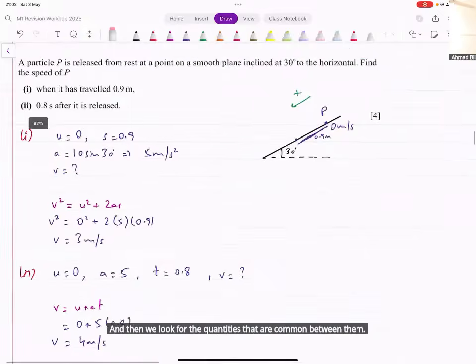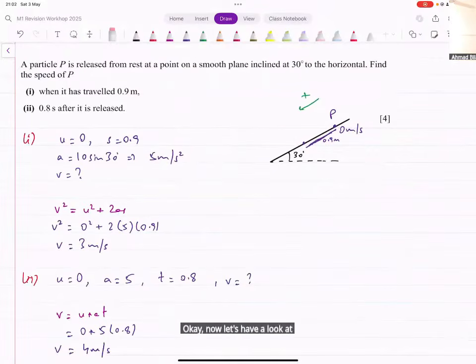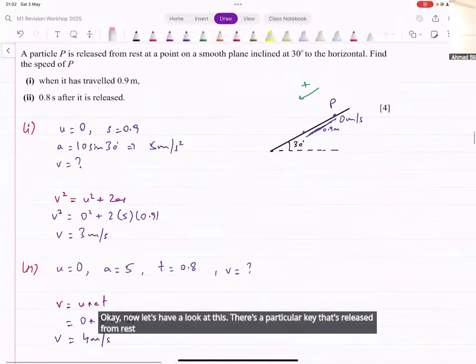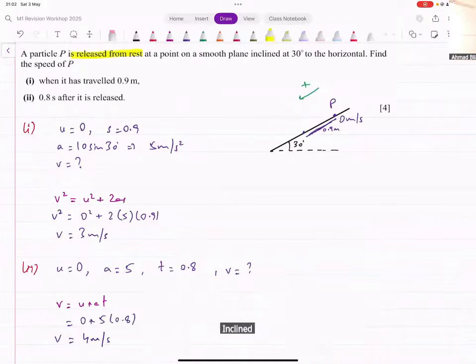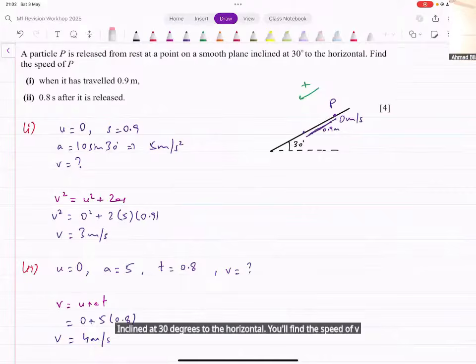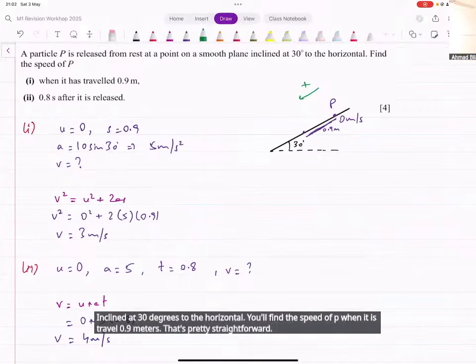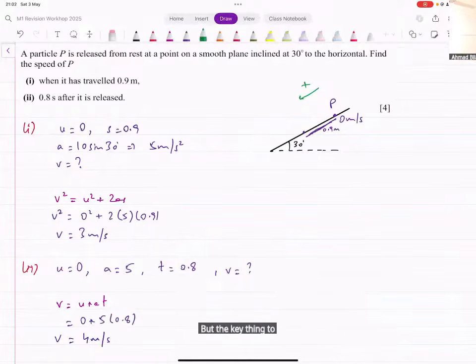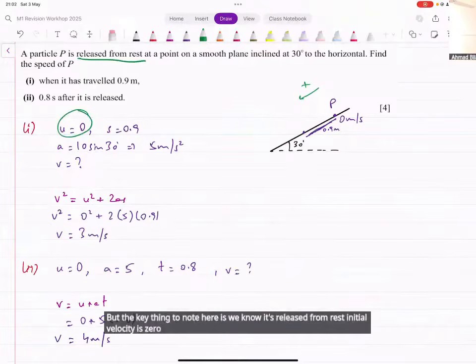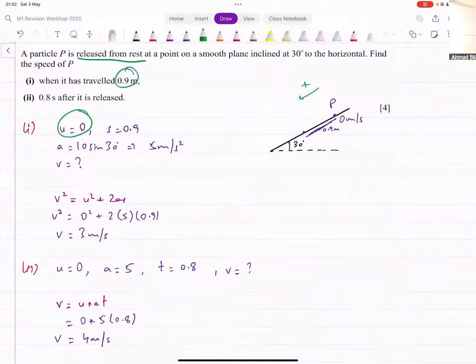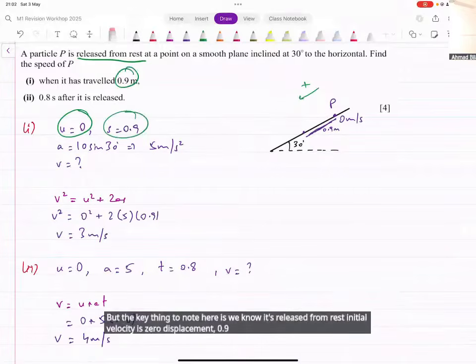Okay, now let's have a look at this. There's a particle P that's released from rest at a point on a smooth plane inclined at 30 degrees to the horizontal. Find the speed of P when it travels 0.9 meters. That's really straightforward. But the key thing to note is that it's released from rest, so initial velocity is 0. Displacement is 0.9 meters, and we don't have any other information.